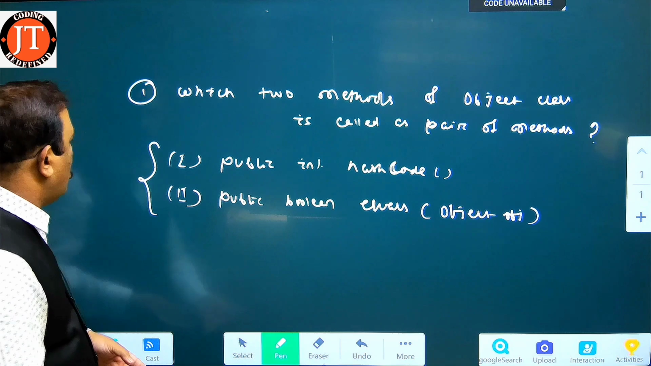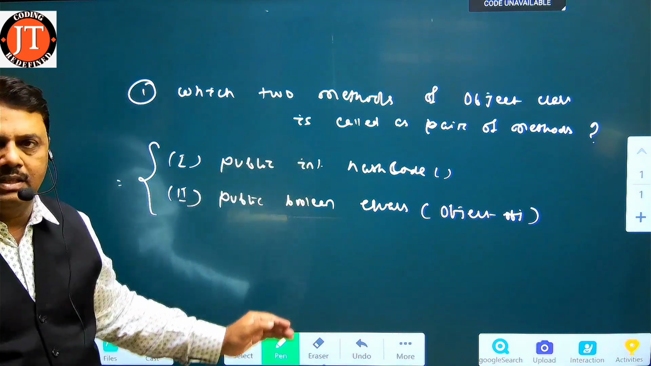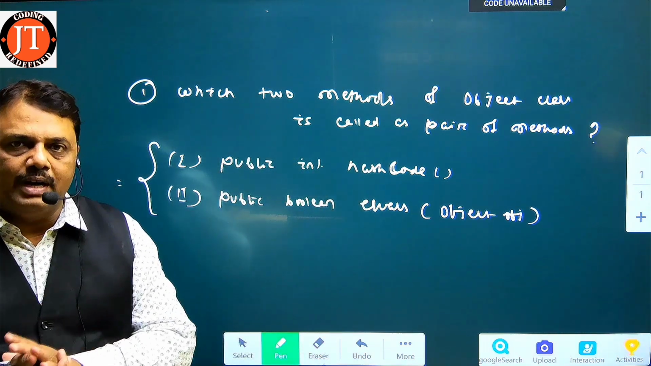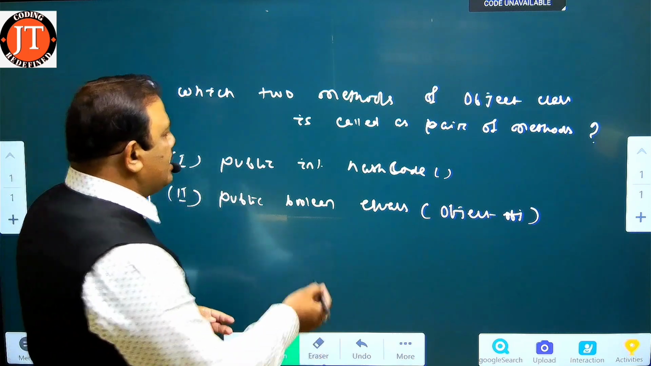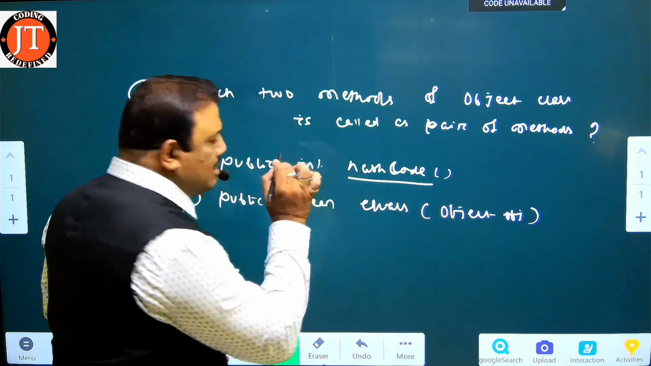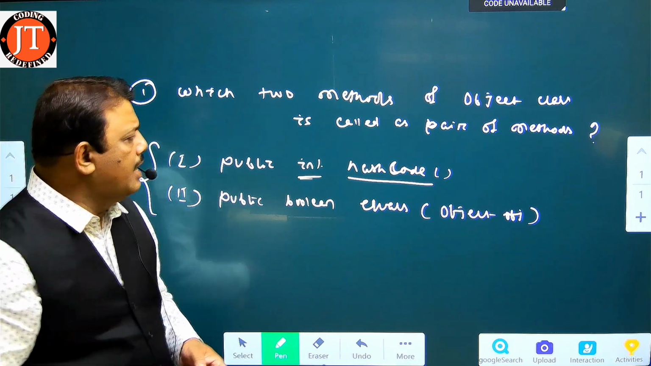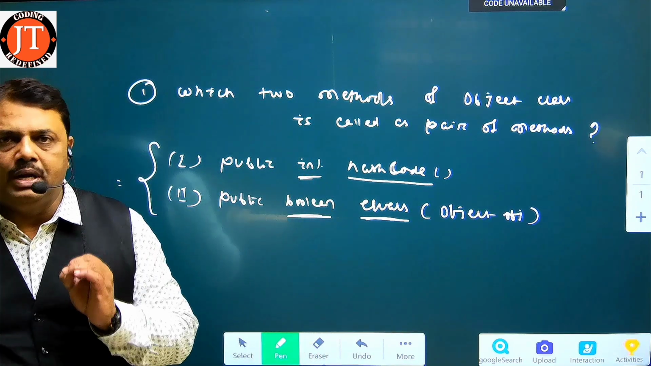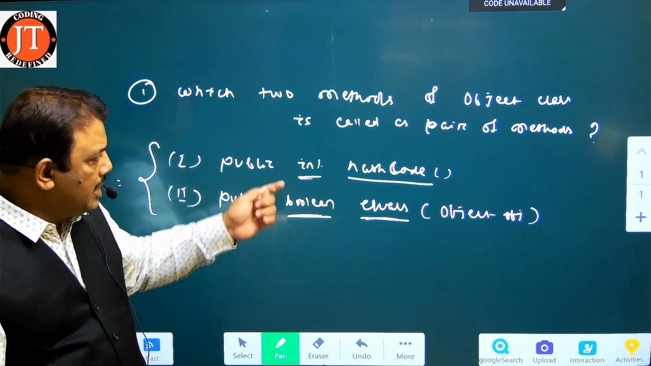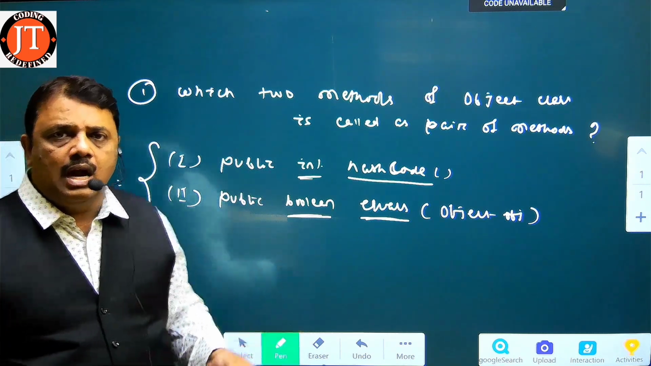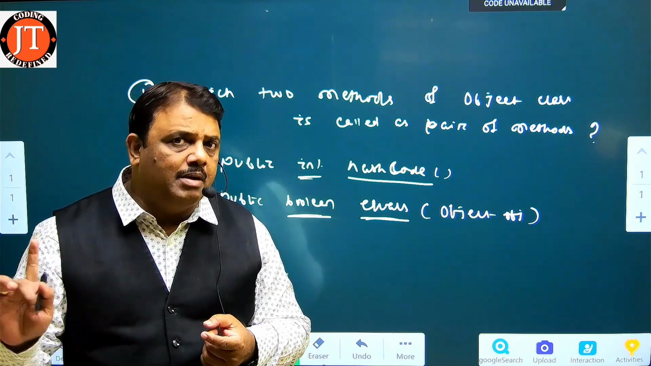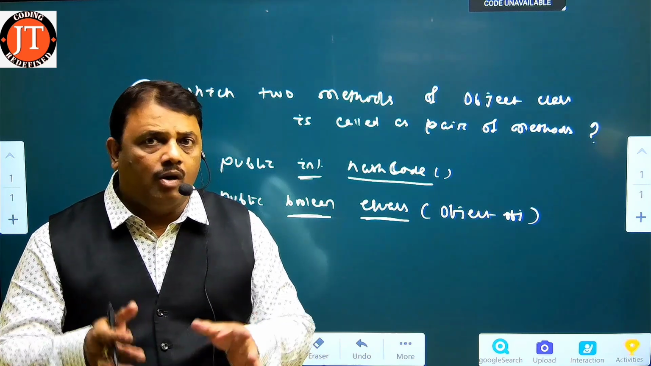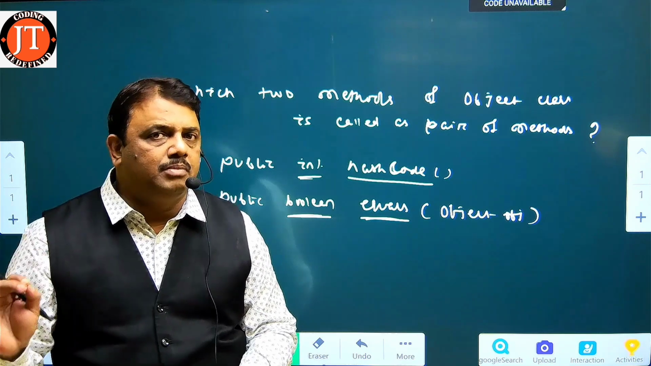So see, the Object class already has two methods: one is hashCode, another one is equals. What is the return type of hashCode? int, it returns a number. And the return type of equals is boolean. Now, in the Object class, the hashCode method generates a random number for an object. It always generates a random number for an object.